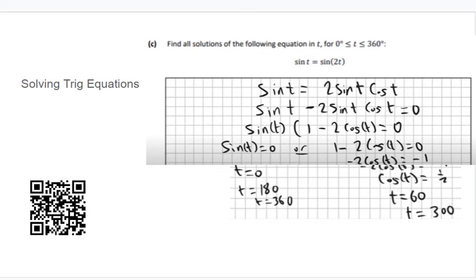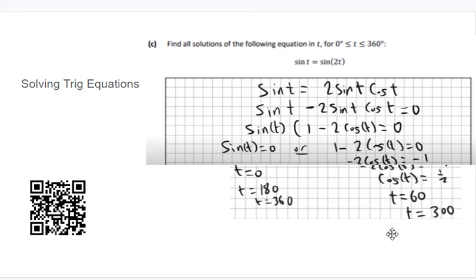Solving trig equations then. This again came up last year. This is part C of the trigonometry question. Sine t equals sine 2t. So you just need to go to the log tables. Sine 2t is the same as 2 sine t cos t. And then you can form an equation, so you can factorize out a sine t, and then one of them has to be equal to 0, so t equals 0, or then the other one you get an equation where cos t is equal to a half.